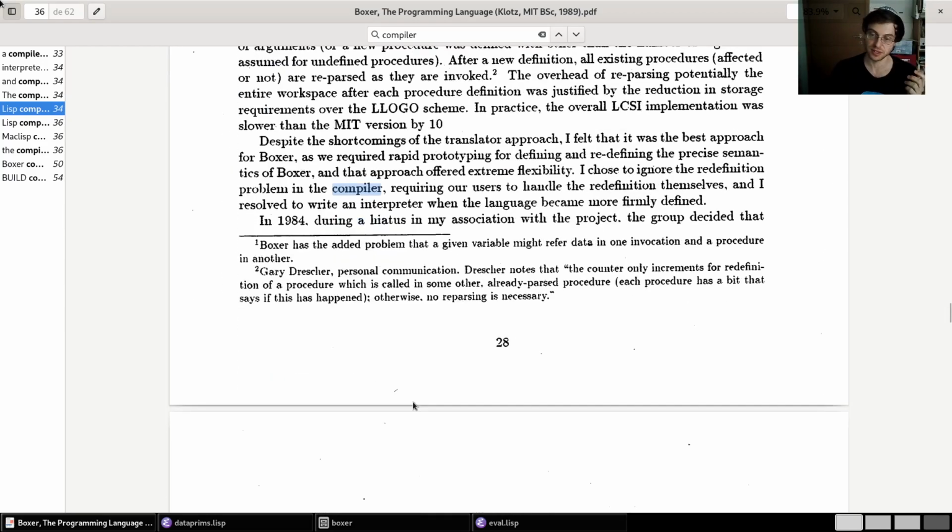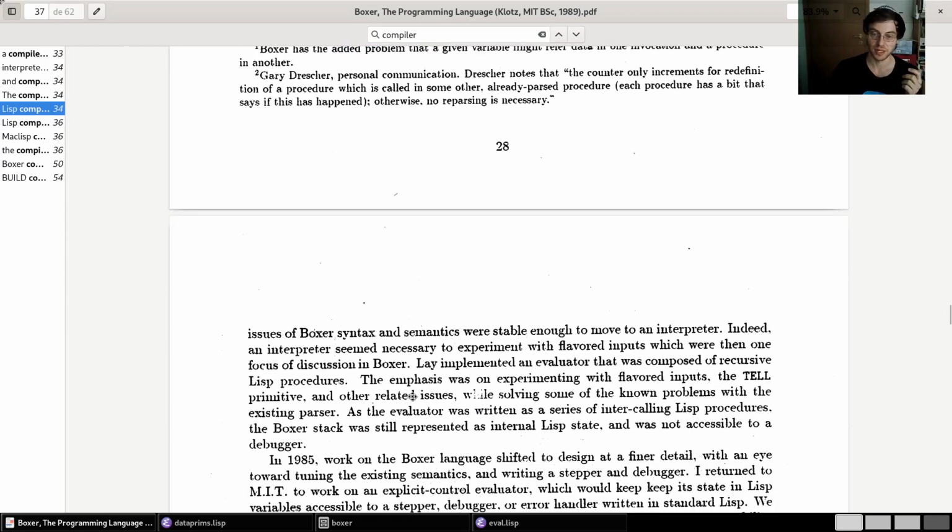Also, the interpreter is not a simple interpreter. That is, it's written in the style of an explicit state machine, where it is exposing all the internal states for the debugger. This was part of the motivation for moving to an interpreter, being able to write a single stepper, which was crucial for the learnability of the language. They wanted students to be able to single step through it.